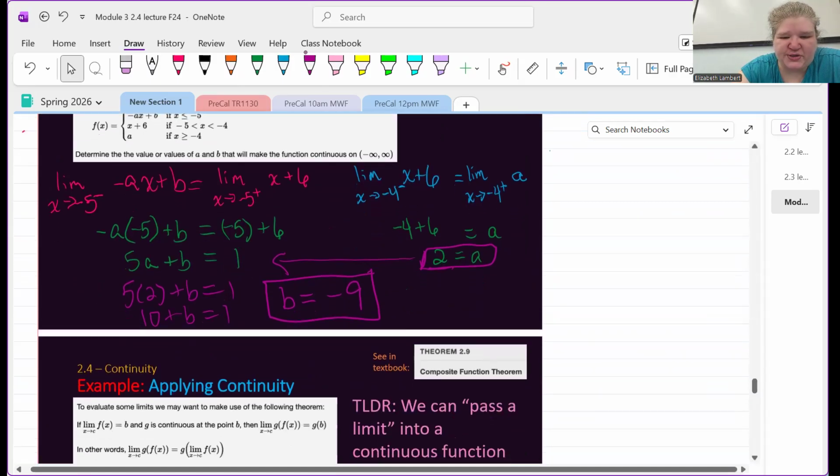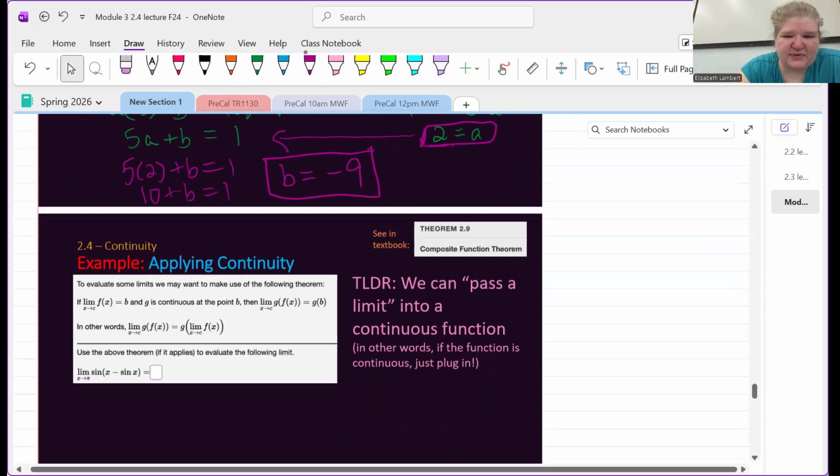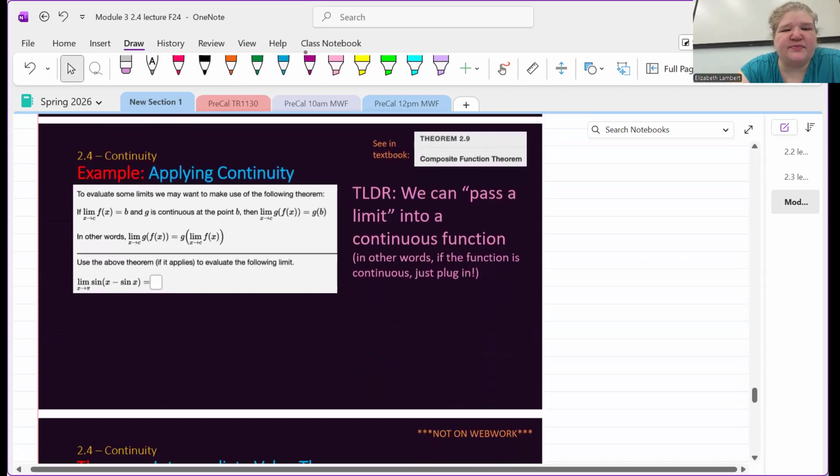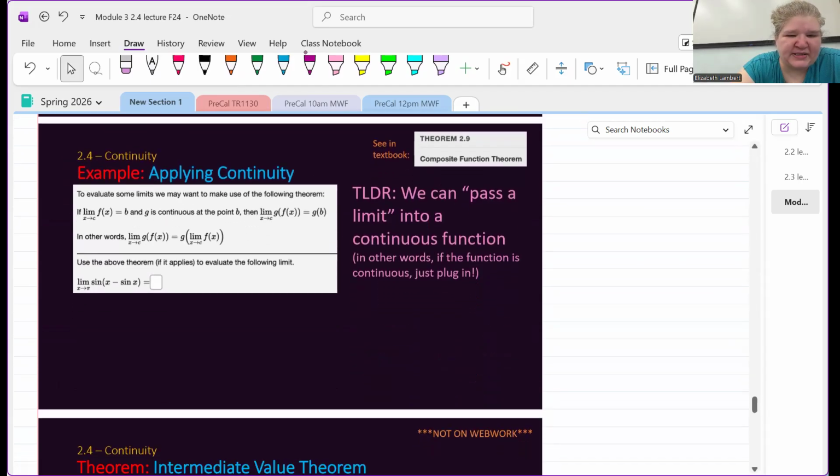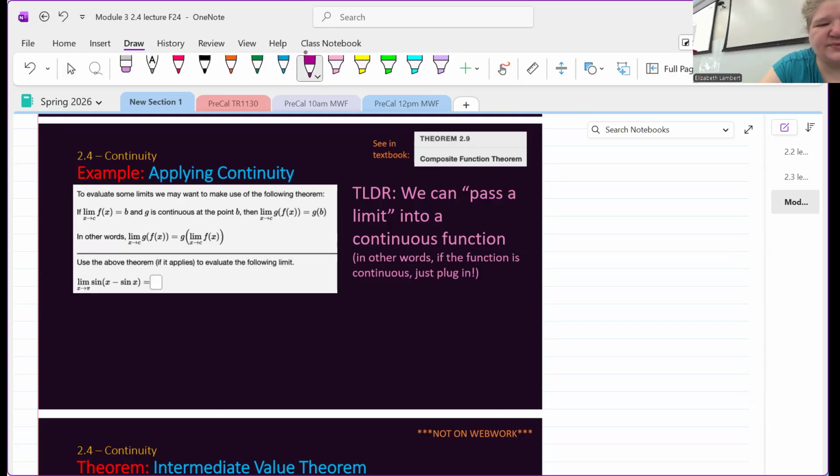Now we have a couple interesting corollaries. One of them is that we can pass a limit into a continuous function. When I'm looking at the limit of one function composed inside another, as long as I know those functions are continuous, which pretty much means if it's a function you've seen before, it's probably continuous almost everywhere. Most functions are actually continuous everywhere.